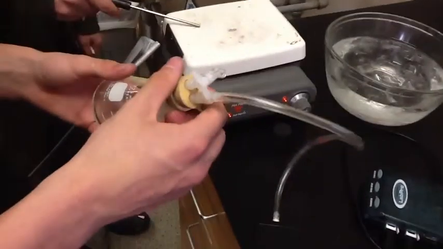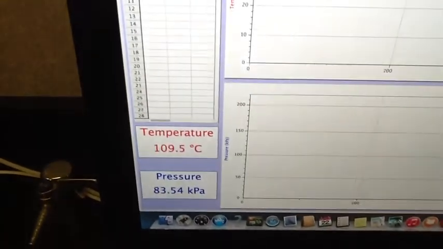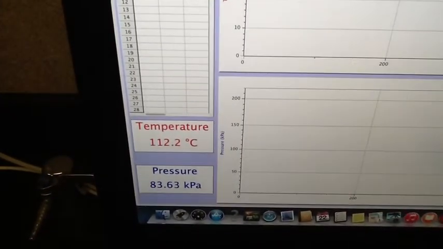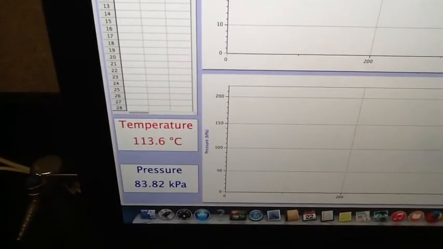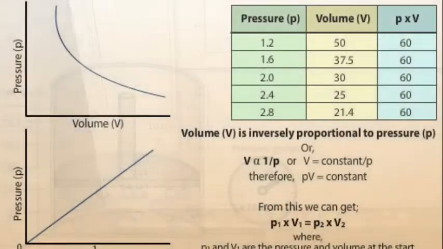Now we are going to put the flask on the hot plate, and as you can see, as the temperature increases, the pressure increases as well.